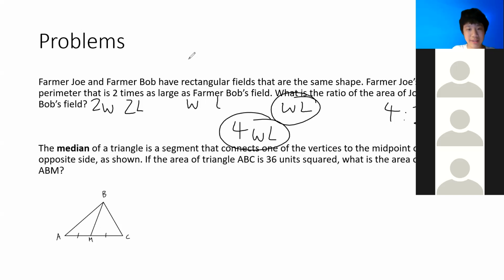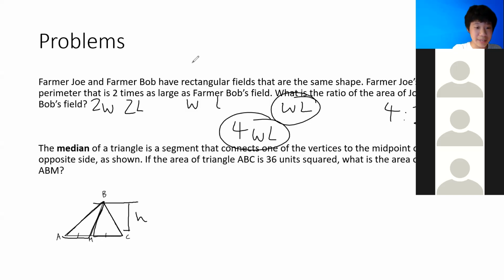So how do we find this? Well, we know the area of the whole thing, 36. So how do we find the small ones? Well, as you can see here, if we have ABM and BMC, both of them have the same height. They have the same exact height because their tips meet at the same level. So they have the same heights.